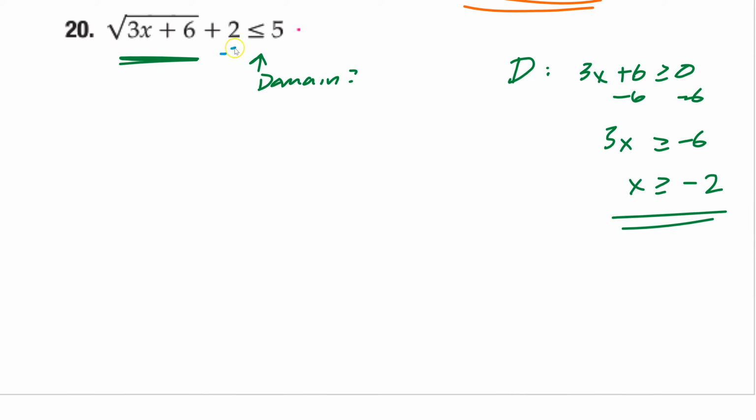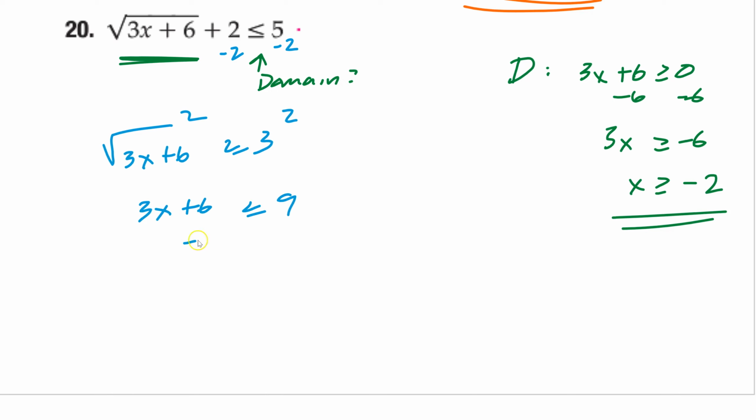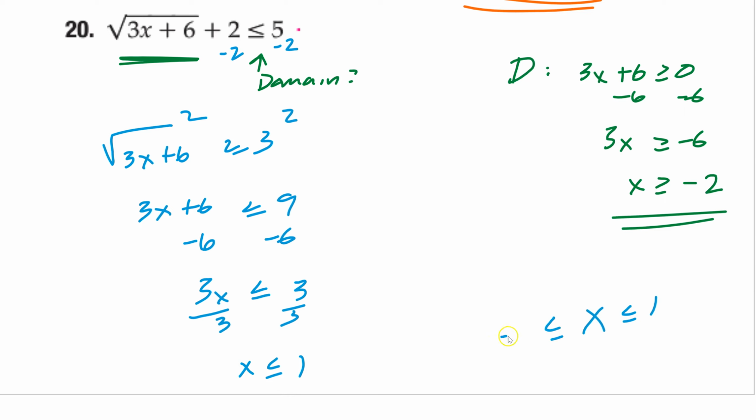So let's subtract 2 from both sides. The square root of 3x plus 6 has to be less than or equal to 3. Square both sides. 3x plus 6 has to be less than or equal to 9. Subtract 6. 3x is less than or equal to 3. Divide by 3. x is less than or equal to 1. So we're less than or equal to 1, but we're greater than or equal to -2. So x is between those two. It's less than or equal to 1, but greater than or equal to -2. That's our answer for that one.